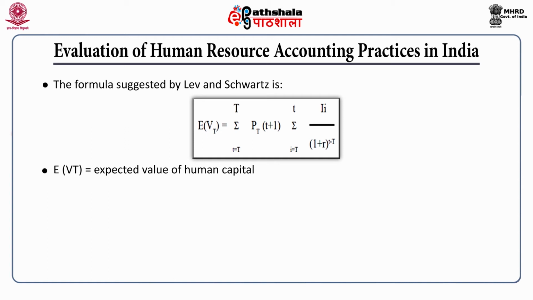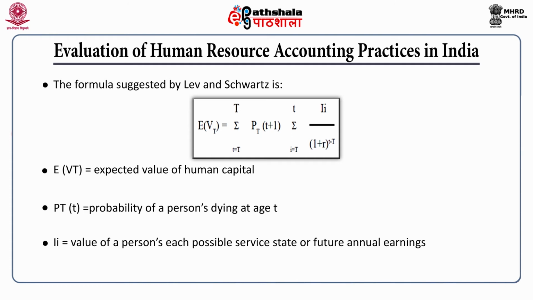EVT is the expected value of the human capital. PT bracket T is the probability of a person's dying at age T. II is equal to the value of a person's each possible service state or future annual earnings.